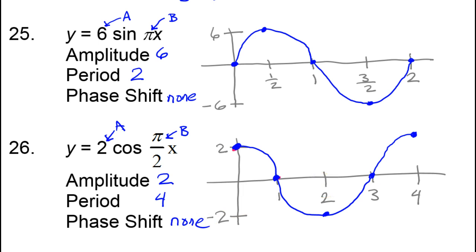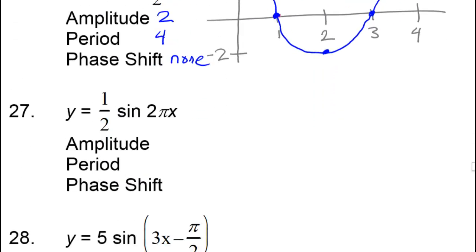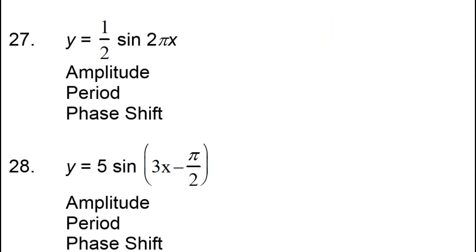Alright, these graphs are going much quicker than the other ones did. Let's see if our luck holds. So looking at number 27, here is our A value right here. That tells us that the amplitude is 1/2. This is our B value. Alright, everything here in front of the X is the B value.